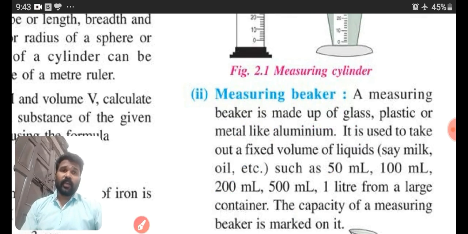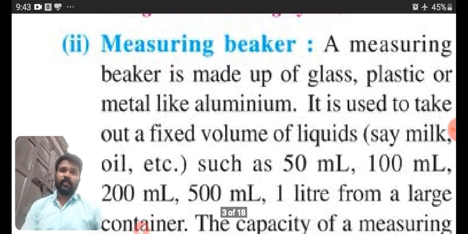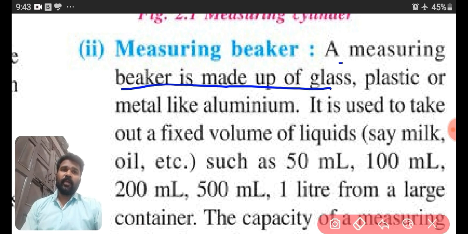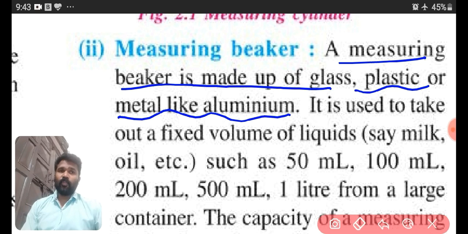Now we are going to discuss about measuring beaker. A measuring beaker is made up of glass, plastic or a metal like aluminium. It is used to take out a fixed volume of liquids, say milk, oil, etc., such as 50 ml of milk or 50 ml of oil, like that we are taking.